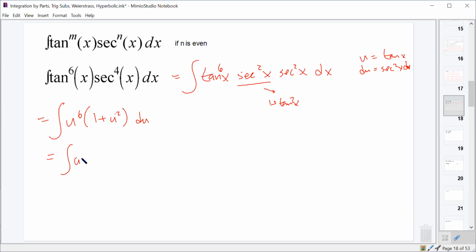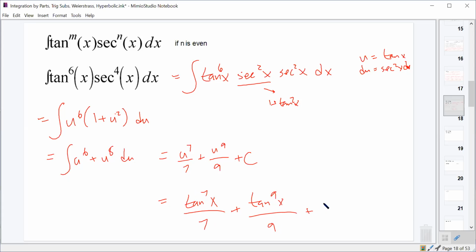Or an integral of u to the 6th plus u to the 8th du, or u to the 7th over 7 plus u to the 9th over 9 plus a constant. And when we resubstitute the tangent back in, tangent to the 7th x over 7 plus tangent to the 9th x over 9 plus our constant. Good or no? Groovy. So anytime the secant power is even, if you have tangent and secant, separate off a secant squared and turn everything else into tangents.